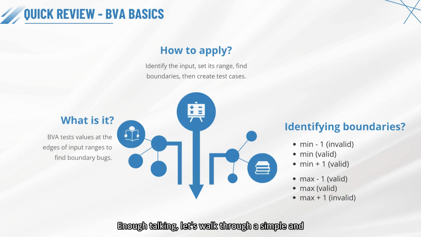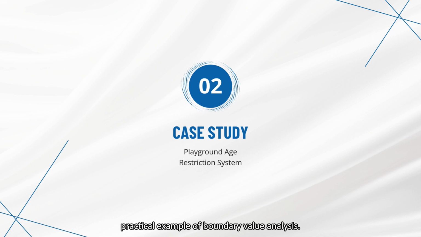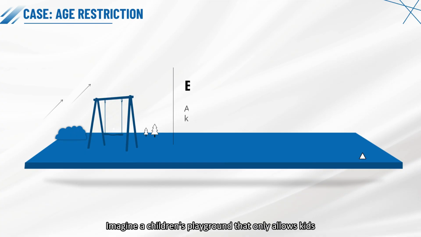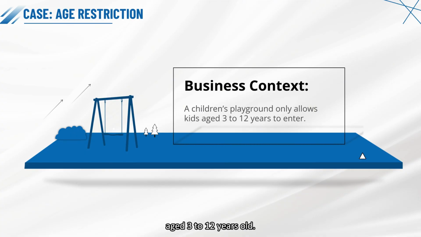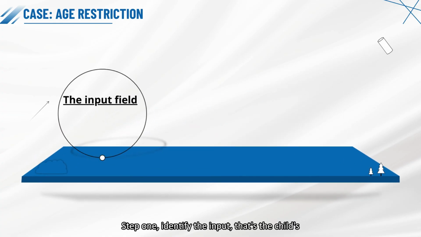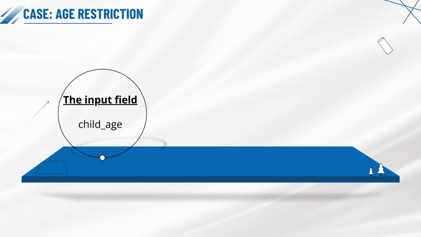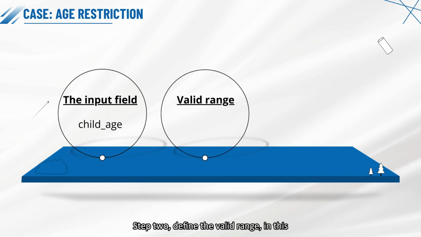Enough talking, let's walk through a simple and practical example of boundary value analysis. Imagine a children's playground that only allows kids aged 3 to 12 years old. If a child is younger than 3 or older than 12, the system should reject them. Step 1. Identify the input. That's the child's age. Step 2. Define the valid range. In this case, it's 3 to 12 inclusive.